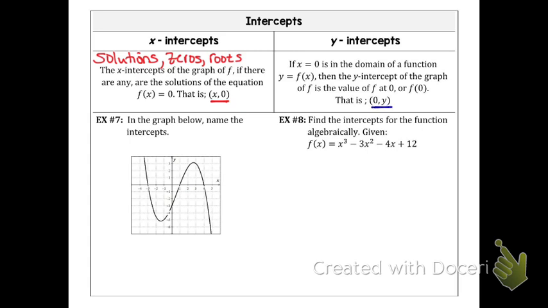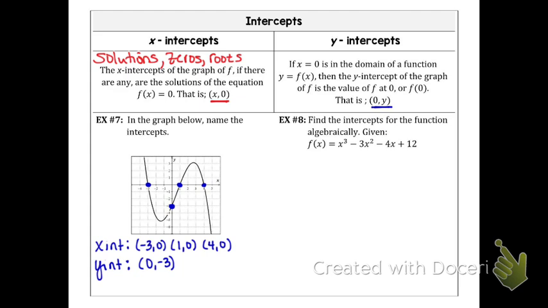So example 7, using the graph below, name the intercepts. And so we can see here that we have 3 x-intercepts. So my x-intercepts are at (-3, 0), (1, 0), and (4, 0). And then my y-intercept, I can see it just crosses the y-axis in one spot right there, which is at (0, -3).